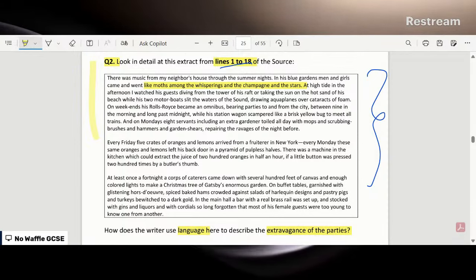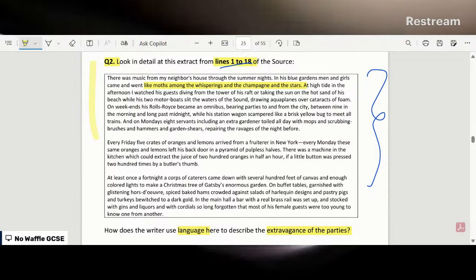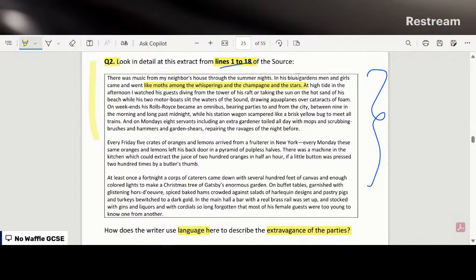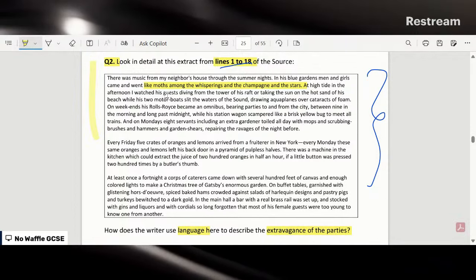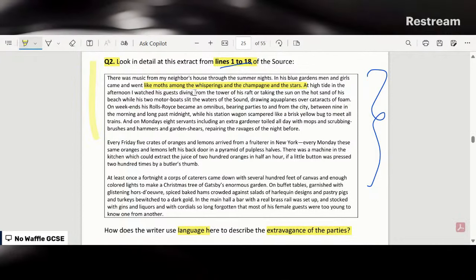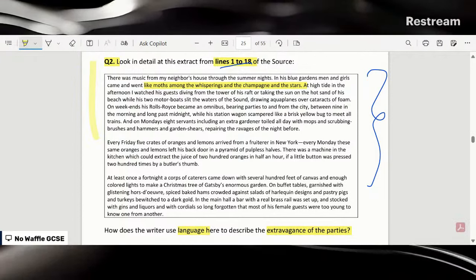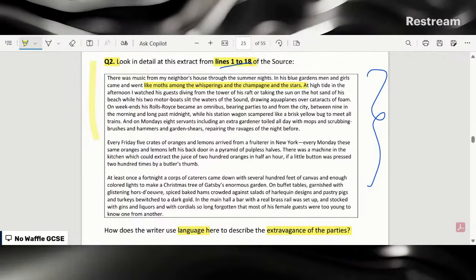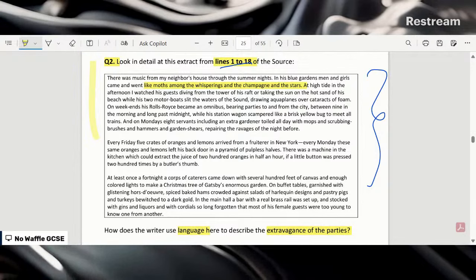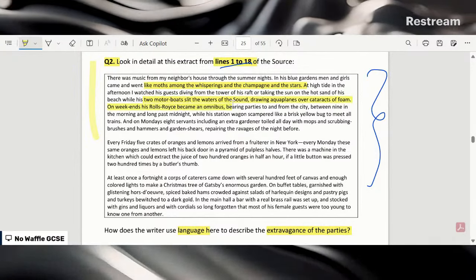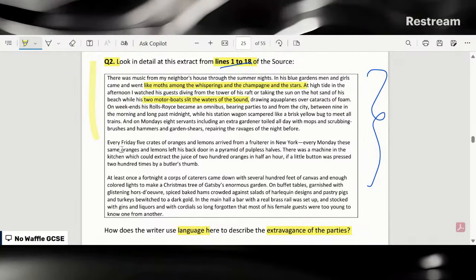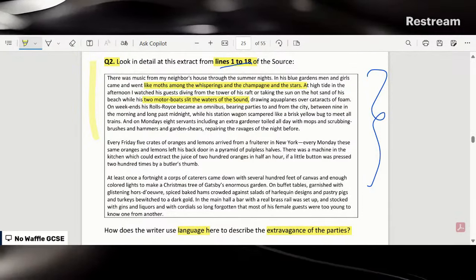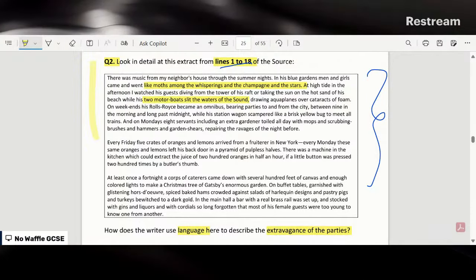So you're just skimming the text, looking for language devices you can talk about. Look for a minimum of 3, okay? And things that have lots of things you can say. "At high tide in the afternoon, I watched his guests diving from the tower of his raft or taking the sun on the hot sand of the beach, while his 2 motorboats slit the waters of the Sound." So I'm going to highlight "slit the waters of the Sound". There's no wrong and right with whatever you can highlight. If it is provocative and makes you think of things, then I would definitely recommend focusing on that.